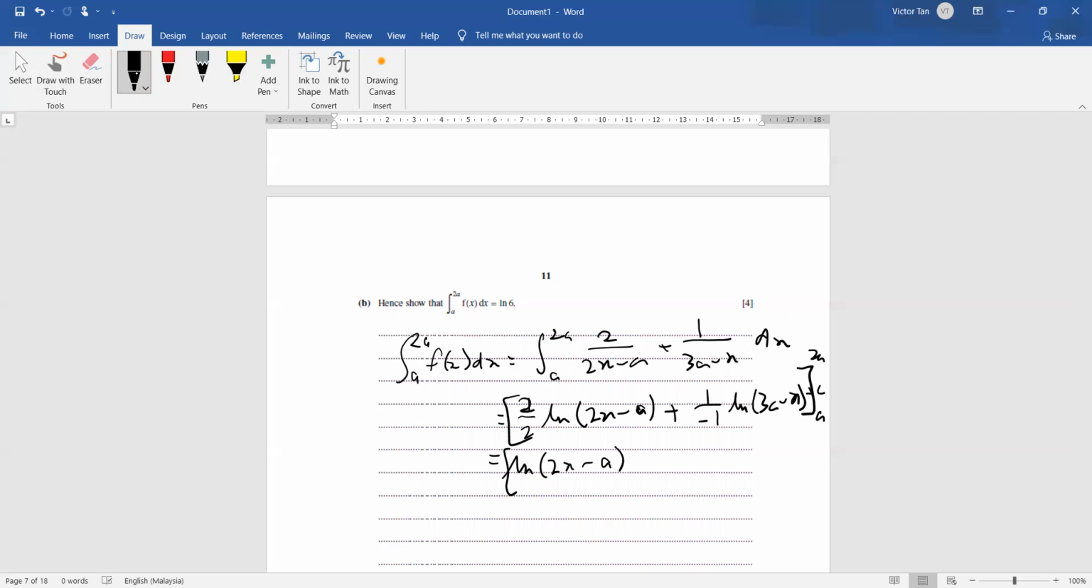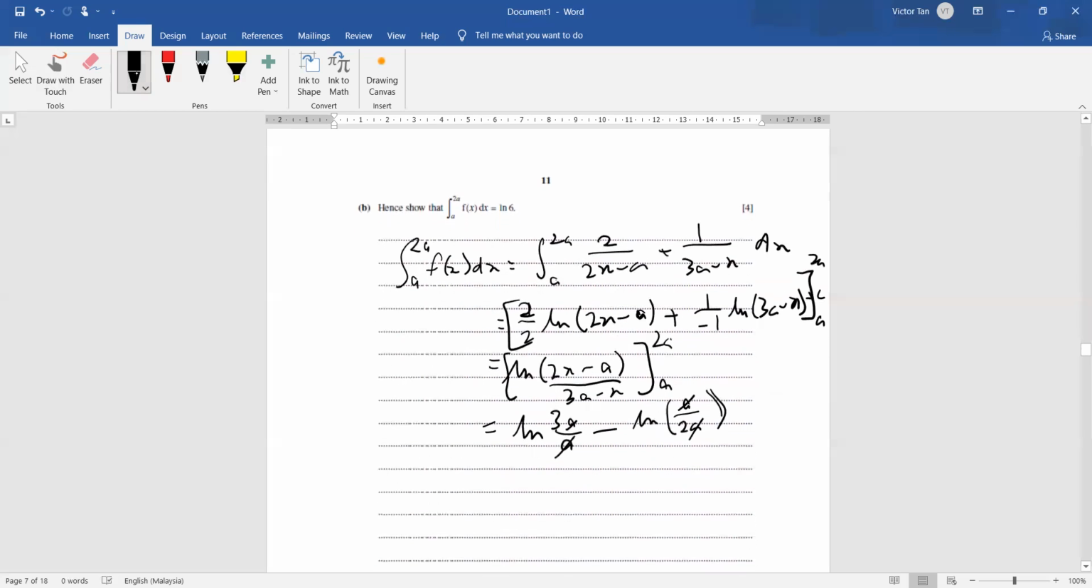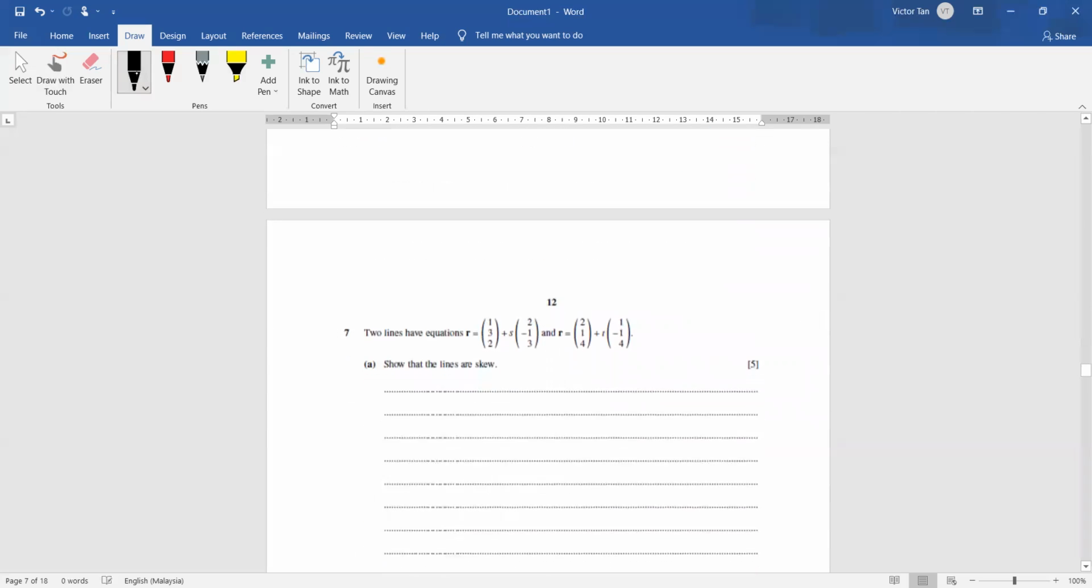Minus a, so it's minus ln a also, so it's over 3a minus x. So this will be equal to ln 2a minus a, 2 times 2a is 4a, 3a over a. You can solve by substituting, minus, with a is ln a over 2a. So ln 3 minus ln half is ln 6. That's it. Good.